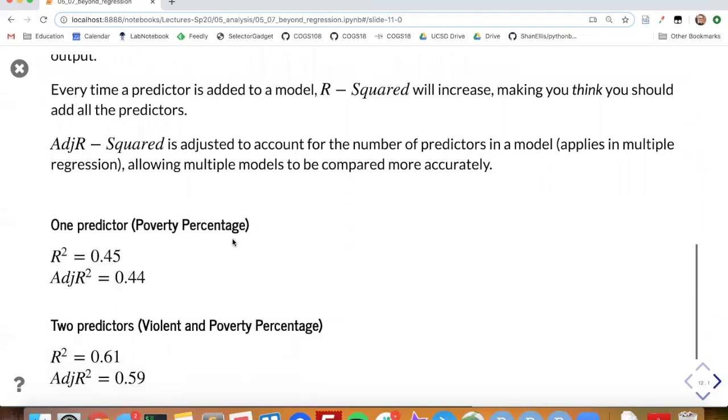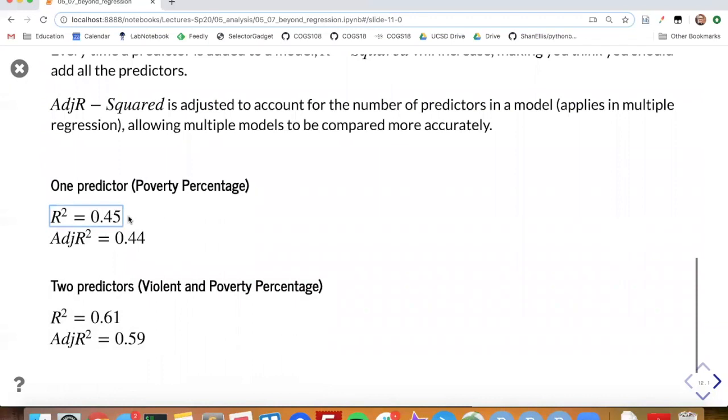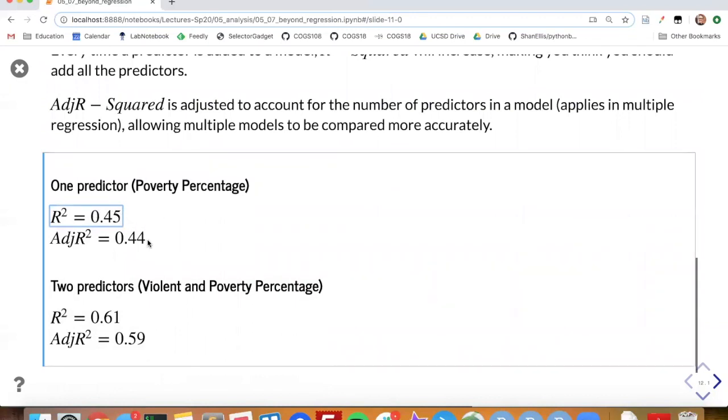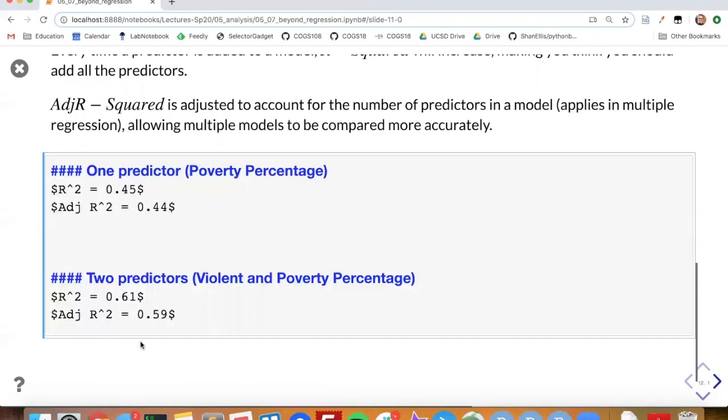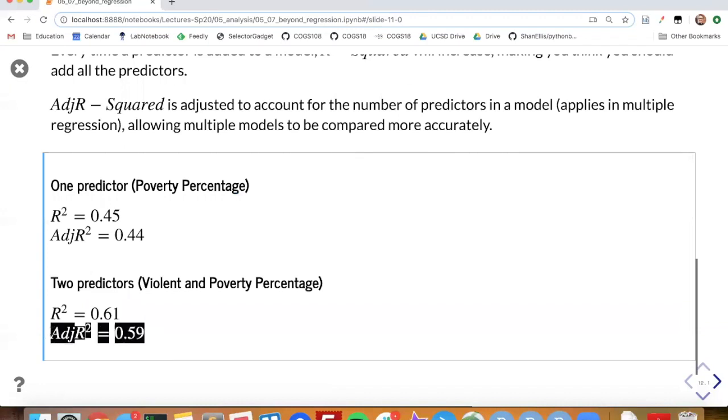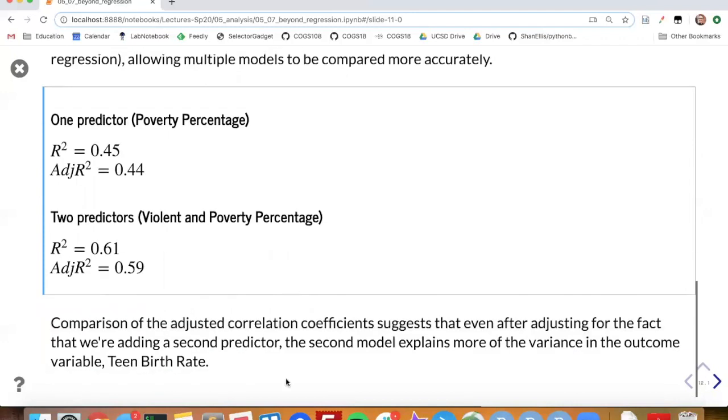So when we had 1 predictor for poverty percentage, we were explaining 45% of the variance. The adjusted R squared for that model was 0.44. For 2 predictors, our R squared goes up. We're explaining more of the variance in the outcome with our model, and the adjusted R squared is 0.59. That is the value you would use to compare between models. So you do, in fact, have a better model here with 2 predictors using the 0-1 binary violent and poverty percentage inputs. So even after adjusting for the fact that we're adding a second predictor, the second model does a better job explaining the variance in the outcome.